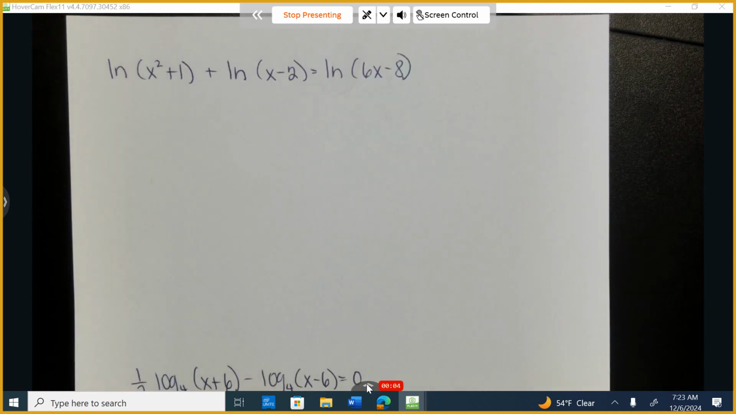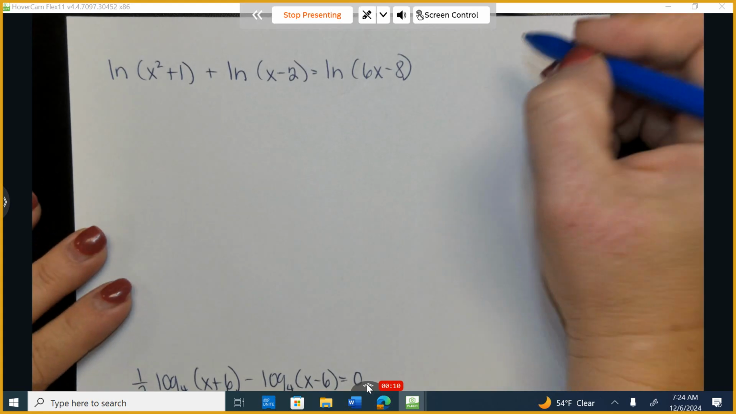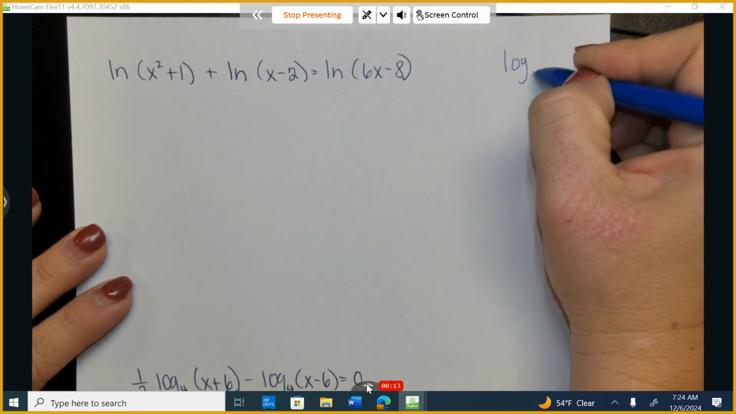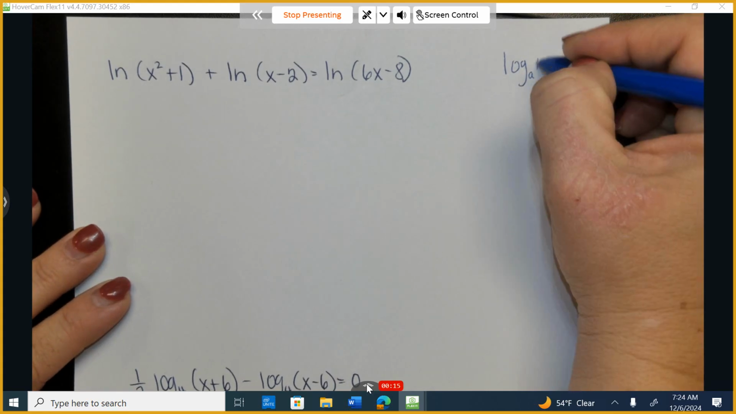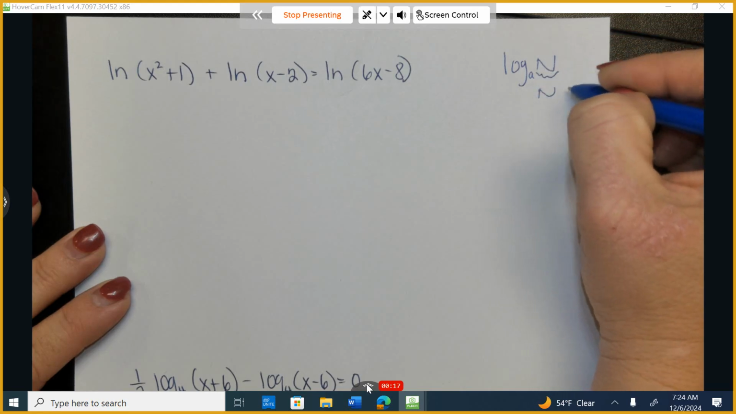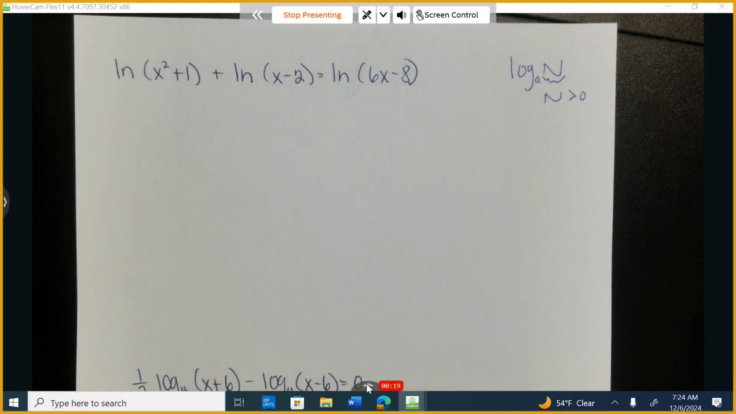So in this video, we're going to go through two additional examples about how to solve logarithmic equations. Let's just remember that when we have a log and we have some base, the value behind it must be greater than 0, as a quick reminder.